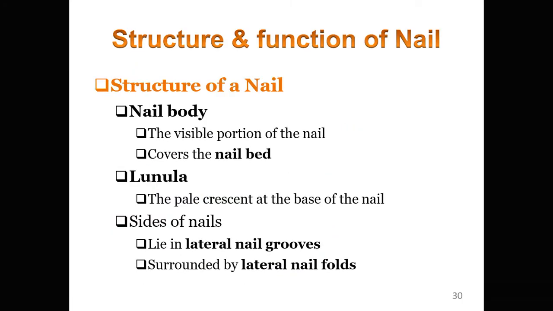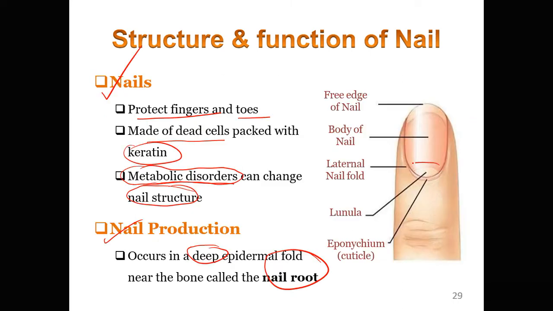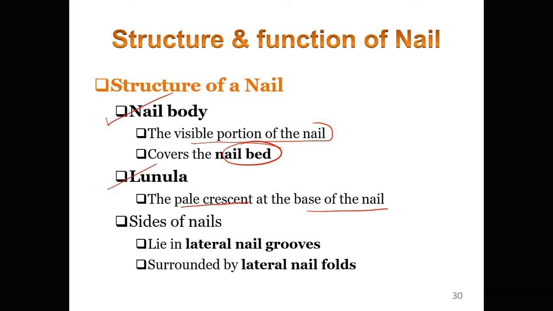So the structure of the nail contains a nail body, lunula, and so on. The nail body is the visible portion of the nail and it covers the nail bed. Lunula is a pale crescent at the base of the nail. So this part is the lunula. Okay, and this is the body of the nail. So the sides of the nails lie in lateral nail grooves and are surrounded by lateral nail folds.